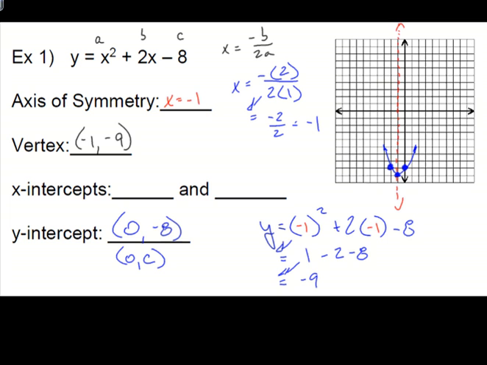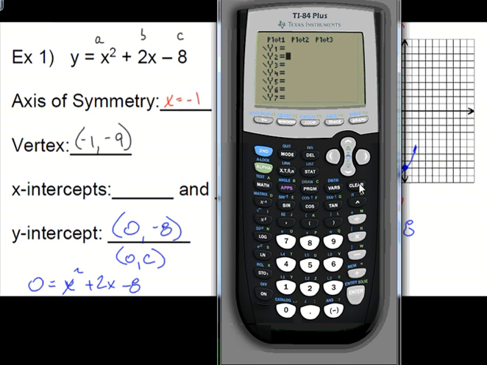There are a couple of different ways to do the x-intercepts. We can say 0 is equal to x squared plus 2x minus 8 and go through and solve, or we can use our graphing calculator. We're going to be using our graphing calculator, so I go into my graphing calculator, and when we turn it on, it should look like this at our home screen.